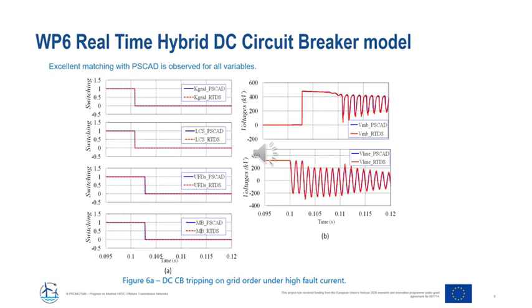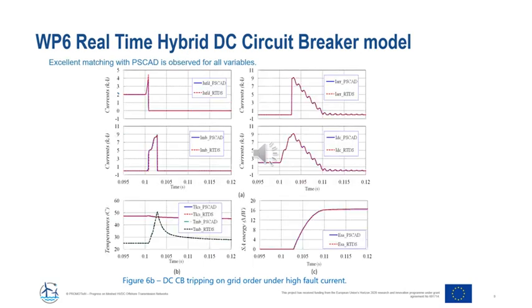The verification of the RTDS DC CB model is done by comparing all the important variables with the PSCAD model. This slide shows one of the responses for one of the fault scenarios. Here we have an external trip signal for high fault current, and we can see that all variables show good matching with the PSCAD model.